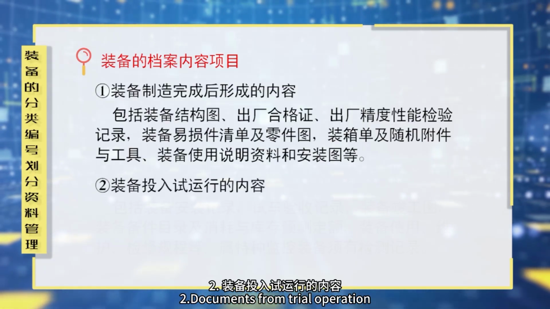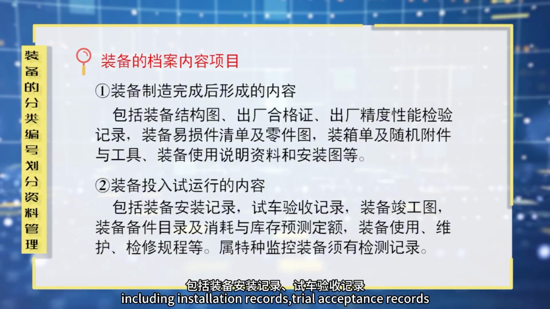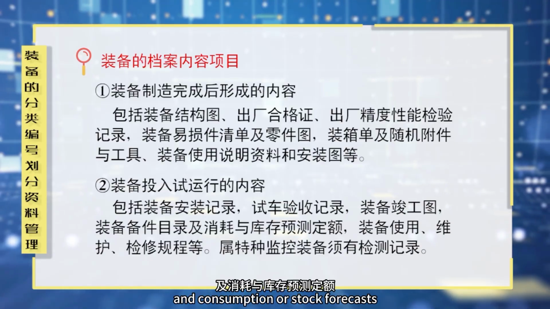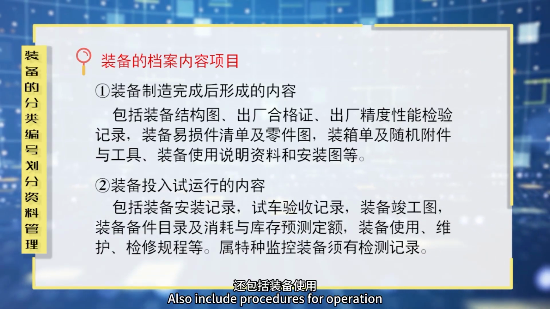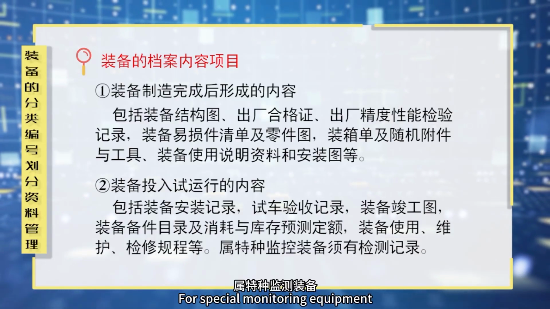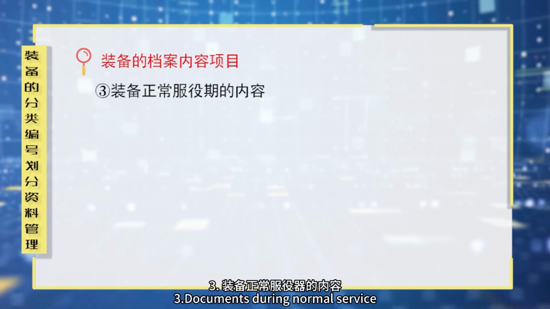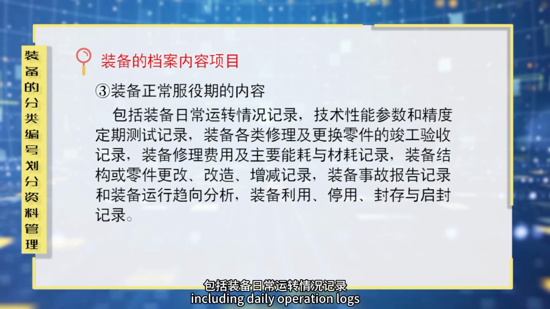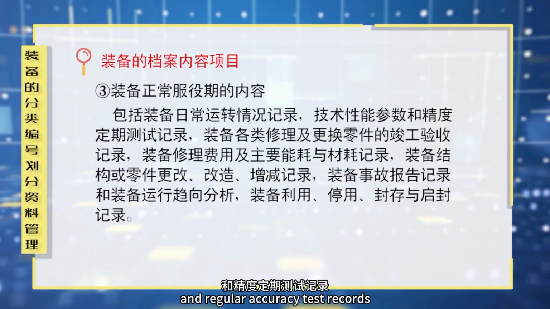Second, documents from trial operation, including installation records, trial acceptance records, as-built drawings, spare parts catalogs, and consumption or stock forecasts. Also include procedures for operation, maintenance, and overhaul. For special monitoring equipment, testing records must be kept. Third, documents during normal service, including daily operation logs, performance parameters, and regular accuracy test records.